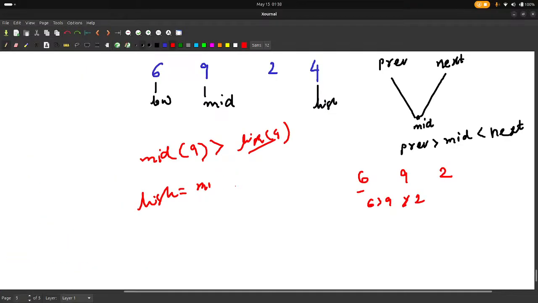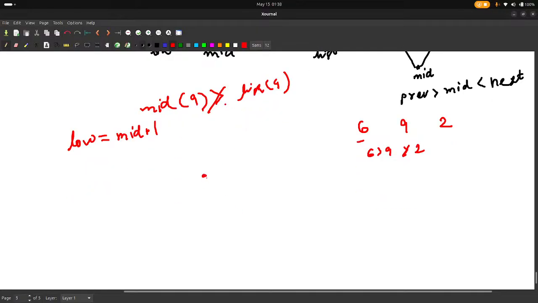Oh, my bad, sorry, it is not true. It should be less than, right? So it should come at this position. So low equals mid plus 1, and yeah, that's what I want. So mid plus 1, I have 2 and 4.